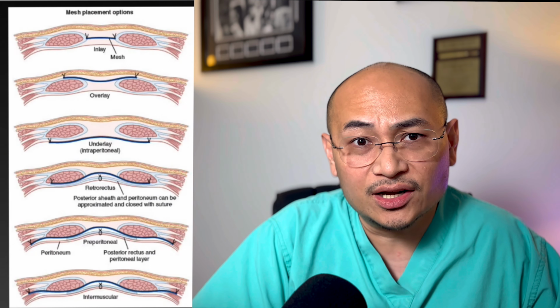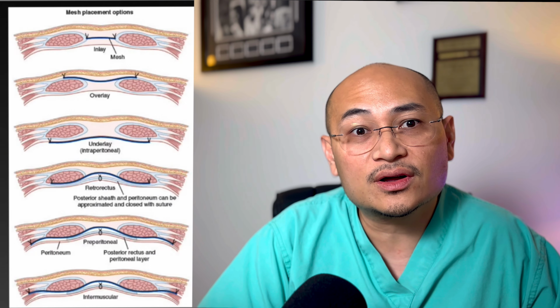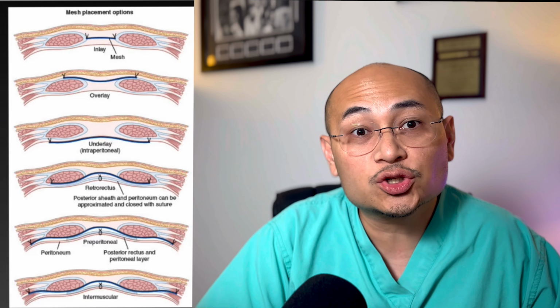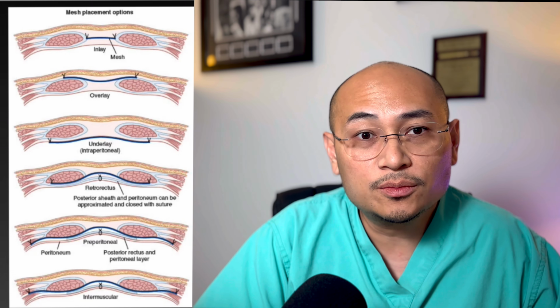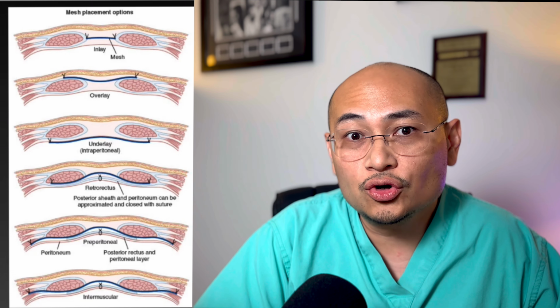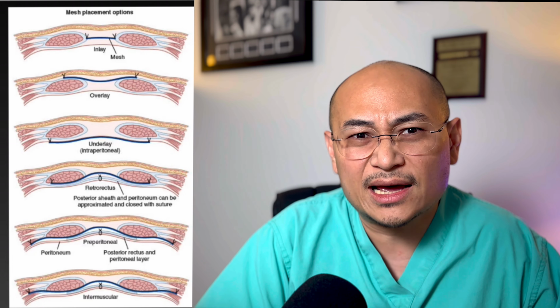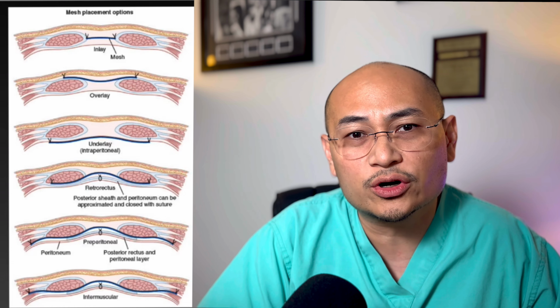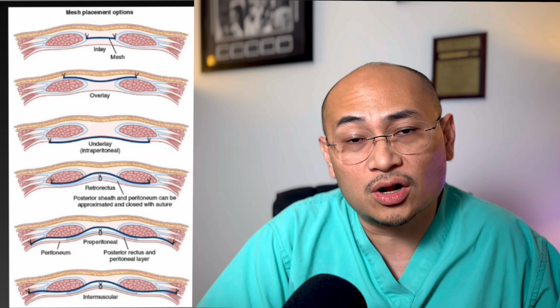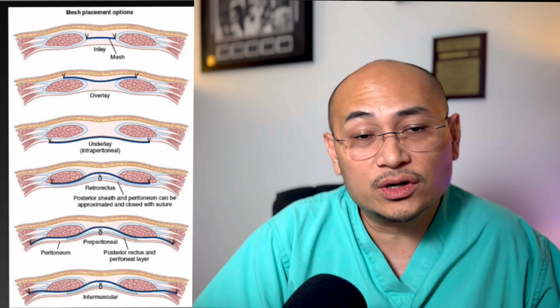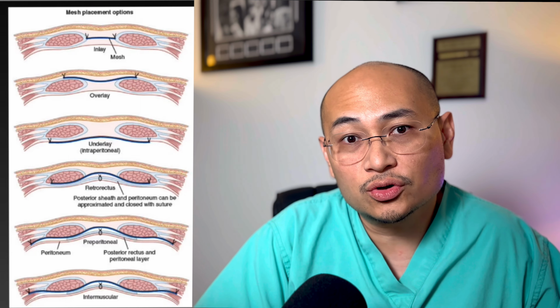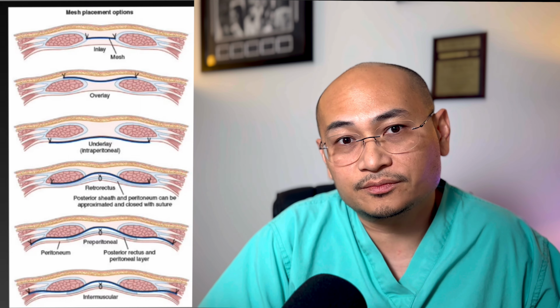Let's take a look at this diagram where you have the abdominal wall and different layers where you could put the mesh. You could do it as an onlay. You could put it as a bridge or an inlay, which most people actually don't prefer because it does not restore the continuity of the abdominal wall. Or you could do a retrorectus, a preperitoneal, or an intraperitoneal mesh.